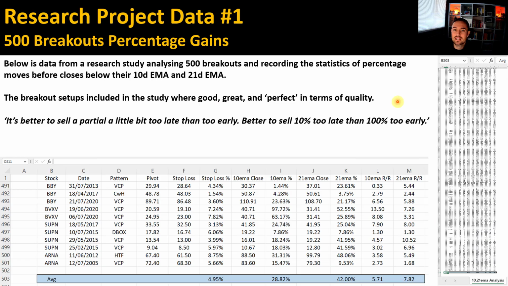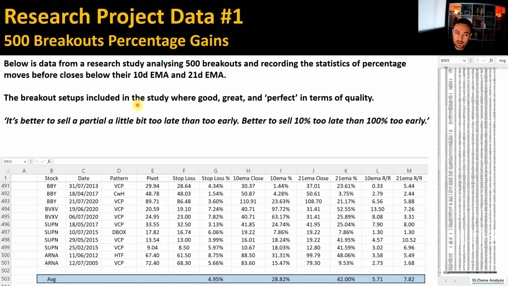Okay, we're now going to start thinking about the fourth part of the trade, which is optimizing. So we've got identify, control, mitigate, and optimize. We're now specifically focusing on optimizing, and I'm going to take you through a couple of data projects that I've done. So below is data from a research study analyzing 500 breakouts and recording the statistics of percentage moves before closes below their 10-day EMA and 21-day EMA. They're the moving averages that I choose to use.